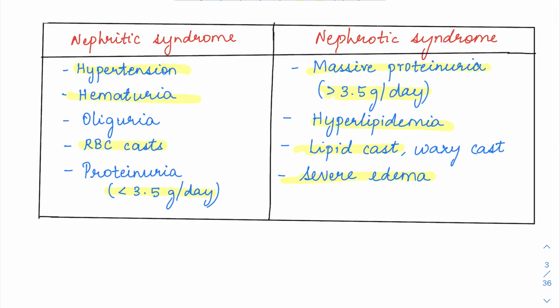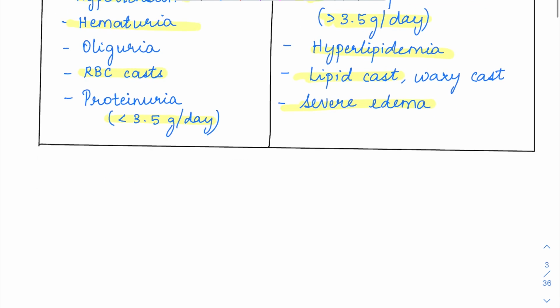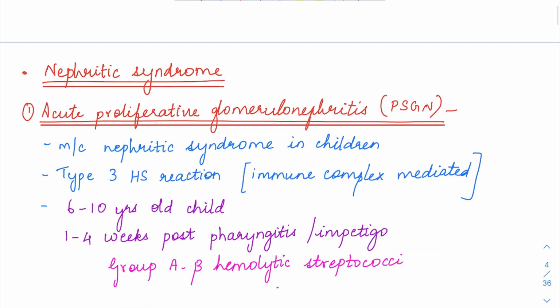There are various patterns under this nephritic and nephrotic syndrome. Under each of these patterns, many of the diseases can present with the different patterns of nephritic or nephrotic syndrome. So let's start with nephritic syndromes first.